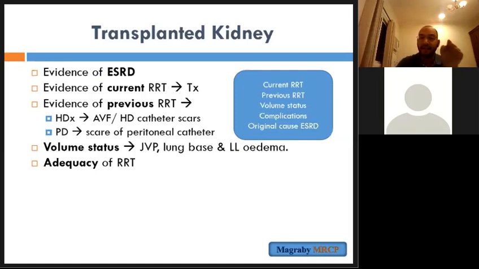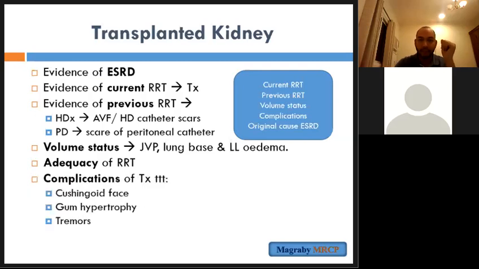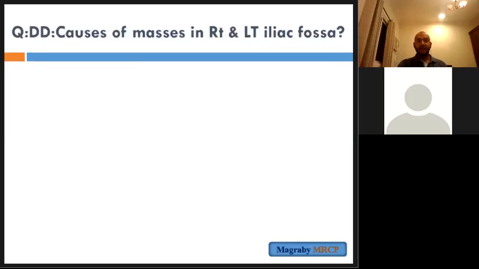If this patient has a transplantation, search for complications of the transplant medication, the immunosuppressive medication. For example, the most famous, if the patient is taking steroids, is there a Cushingoid face? What about tremors? What about gum hypertrophy? This is for a case of a renal patient with renal transplantation.